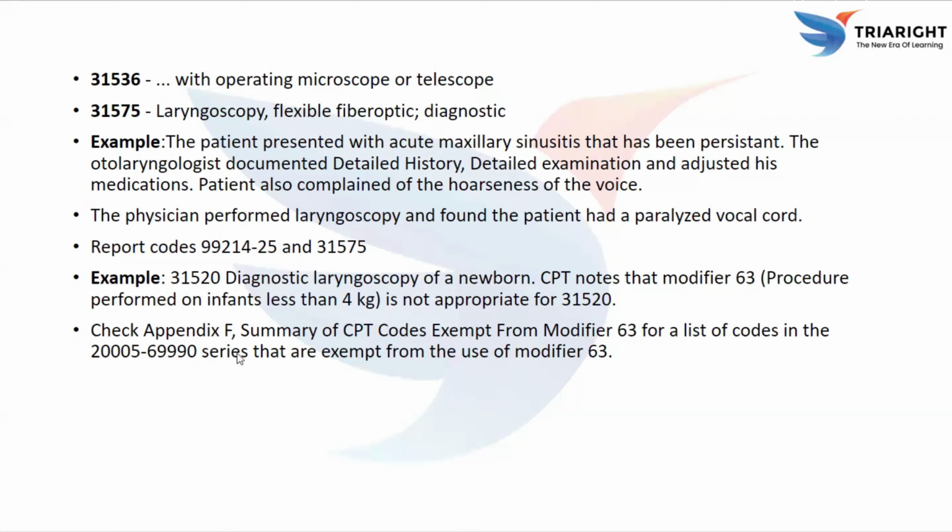Because CPT already accounts for the complexity of the newborn procedures. And Appendix F. Why does it matter? What is Appendix F? It's a CPT appendix that lists codes exempt from modifier 63. Many codes in the 20005 to 69990 series are not allowed to use modifier 63.